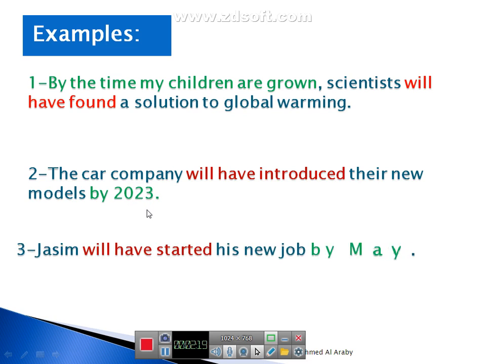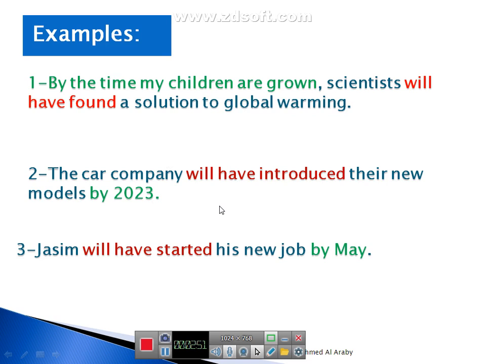Another example, Jasim will have started his new job by May. Also in this example we have a specific time in the future, May. Before or by this time there is an action that will be completed. This action is starting a new job. So in this case we use the future perfect. We say that Jasim will have started his new job by May.